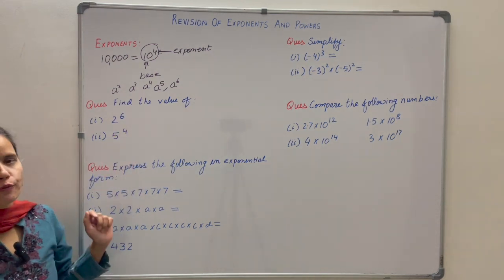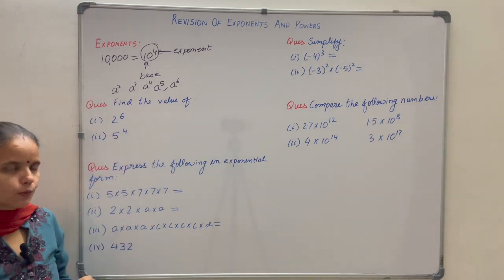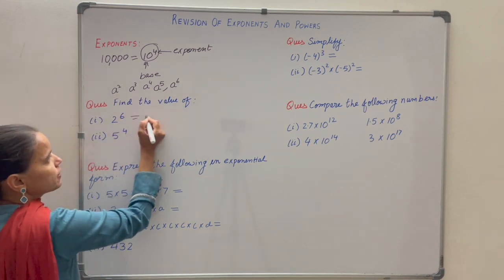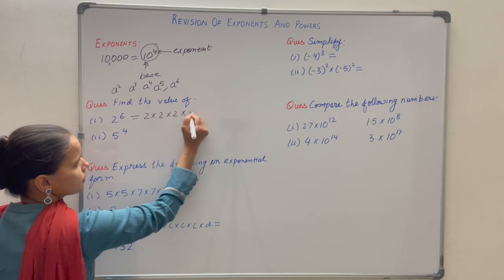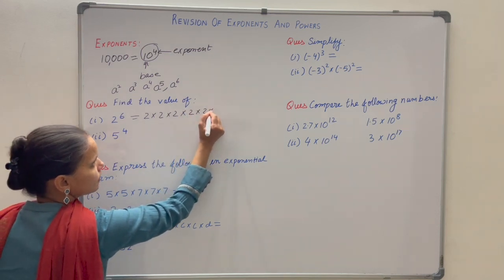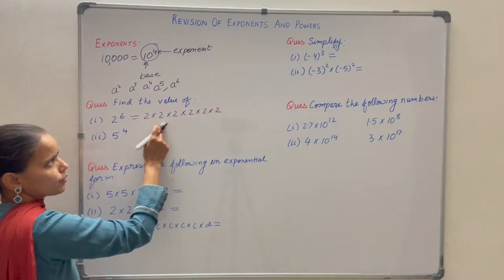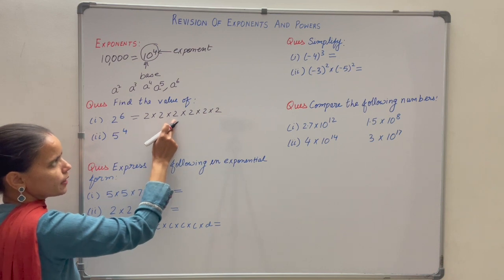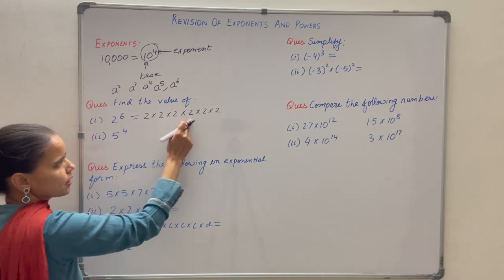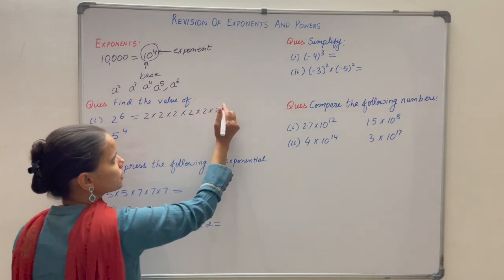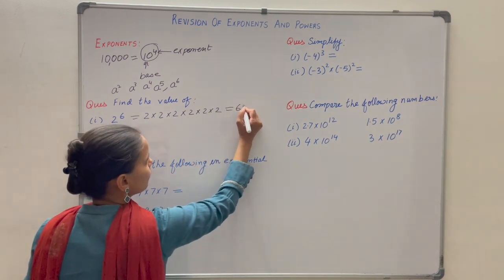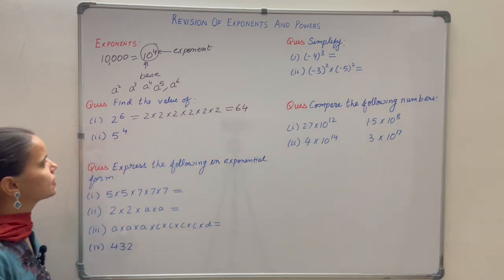Find the value of 2 raised to the power 6. What does it mean? That means you have to multiply 2 six times. So 2 into 2 is 4, 4 into 2 is 8, 8 into 2 is 16, 16 into 2 is 32, 32 into 2 is 64. The value of 2 raised to the power 6 is 64.